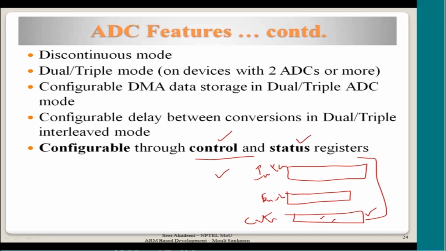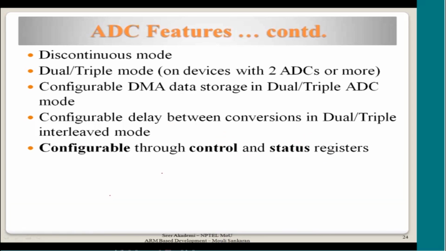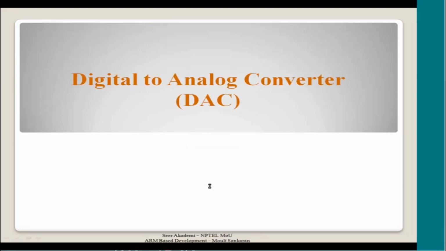So similar to what we did with the MMU and MPU, we can configure the peripherals also like this. And these devices can be accessed using a typical memory-mapped register on the AHB bus or APB bus. Okay, mostly for peripherals it will be an APB bus. So that's all on ADC.